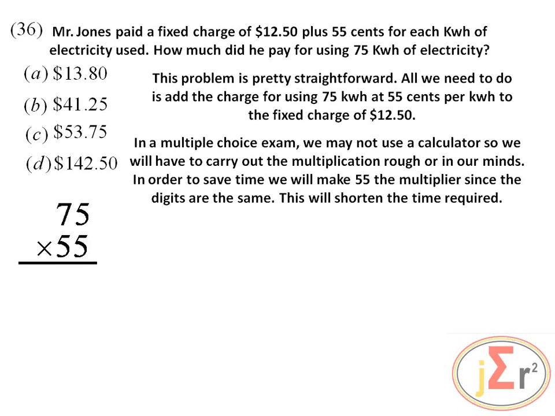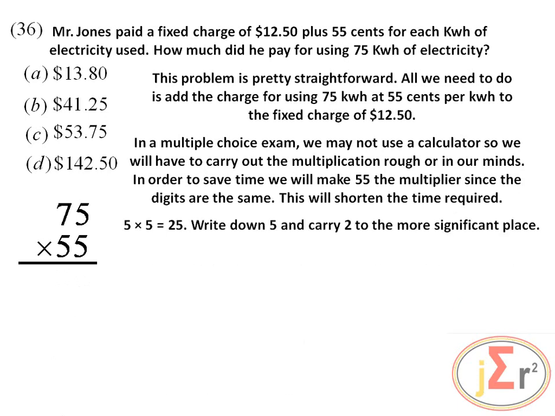We have 75 multiplied by 55. Like in primary school, we used to enjoy these multiplications. 5 multiplied by 5 is 25. We will write down 5 and carry 2 to the more significant place. So 5 goes there, 2 goes there. And 5 multiplied by 7 is 35. Then we add the 2 to the 35 and we get 37.